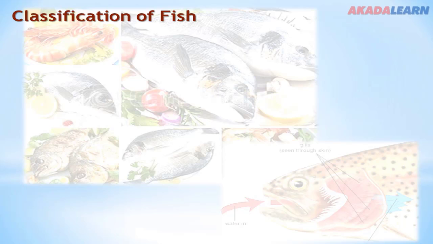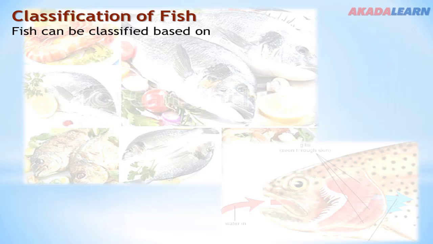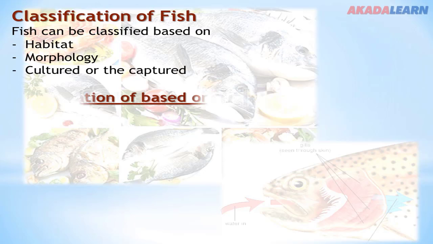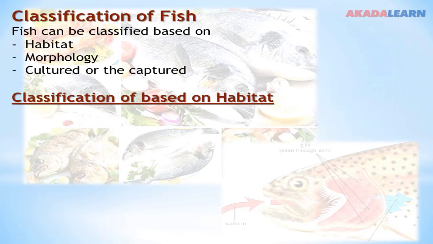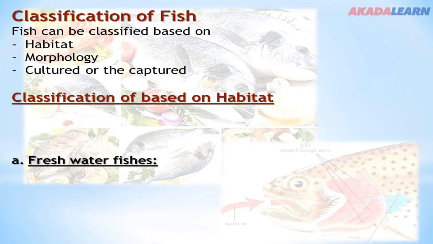Classification of fish. Fish can be classified based on habitat, morphology, and whether cultured or captured. Now, classification based on habitat. Classification of fish based on habitat is divided into three major classes. We have the freshwater fishes, the marine fishes, and the diadromous fishes. Let's look at them one by one.